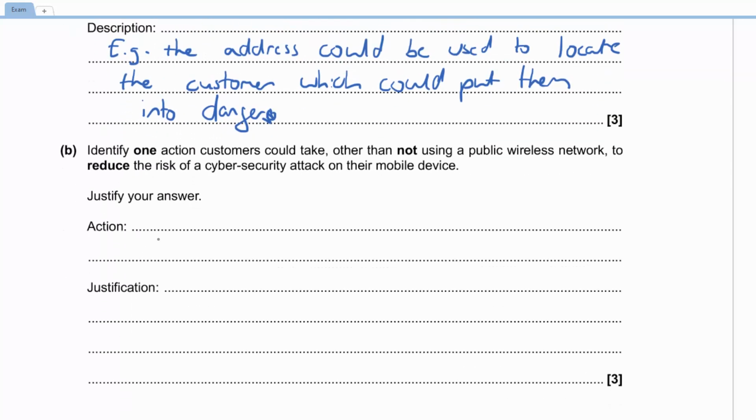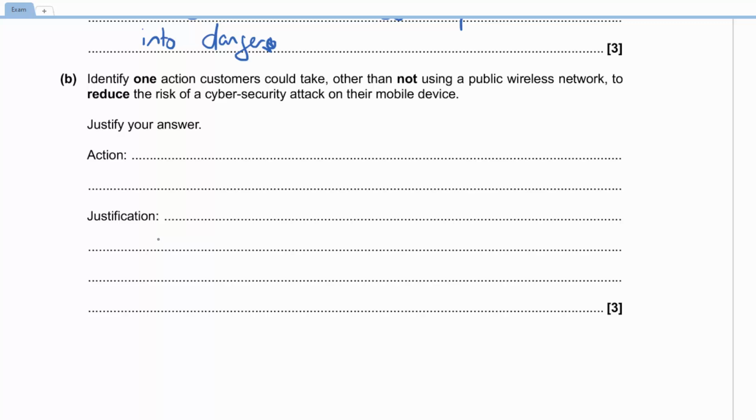For part B, we need to identify one action customers could take other than not using a public wireless network to reduce the risk of a cybersecurity attack on their mobile device. So loads of things we can say, loads of prevention measures we can mention. Antivirus software, we could say encryption, which is really what not using a public wireless network means. Using a wired network which is encrypted, or a private wireless network. We could also say keeping software up to date and patching software. I think let's keep it really simple and suggest having a strong password is always a nice one to write about, which is quite simple.